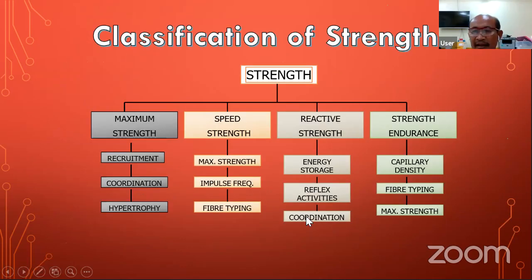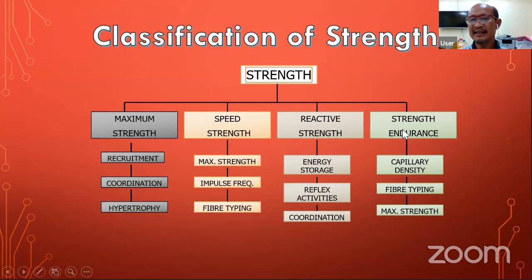Coordination. This kind of strength, when we do a plyometric movement, make sure your athletes have very good coordination and very good jumping technique before you start high level or high percentage of the reactive strength training.